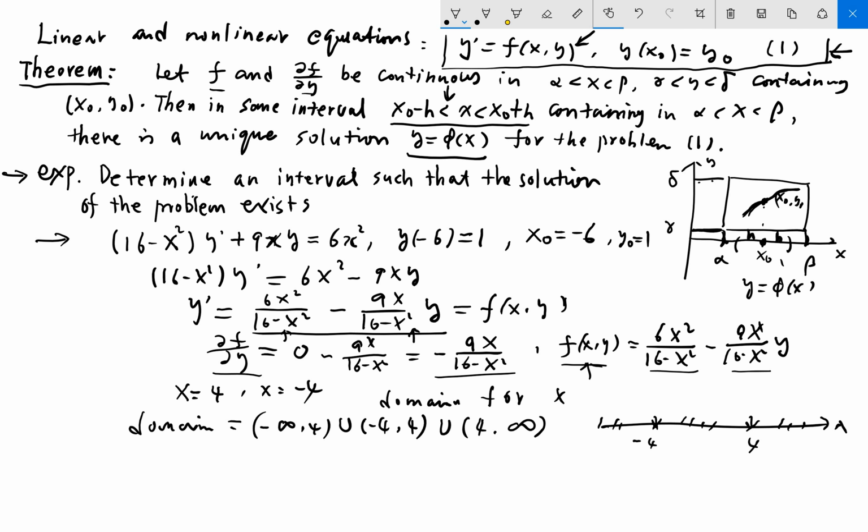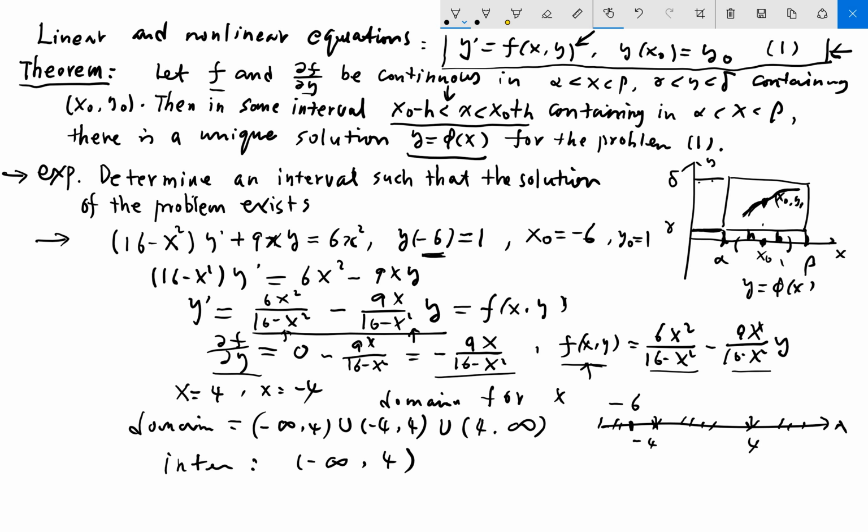Okay. Now, those 3 intervals are fine, but we're interested in the interval that contains x naught. So for our problem, x naught is minus 6 here. So minus 6 is here. Therefore, the interval we're looking for is minus infinity to minus 4. Okay, then we'll answer the question.